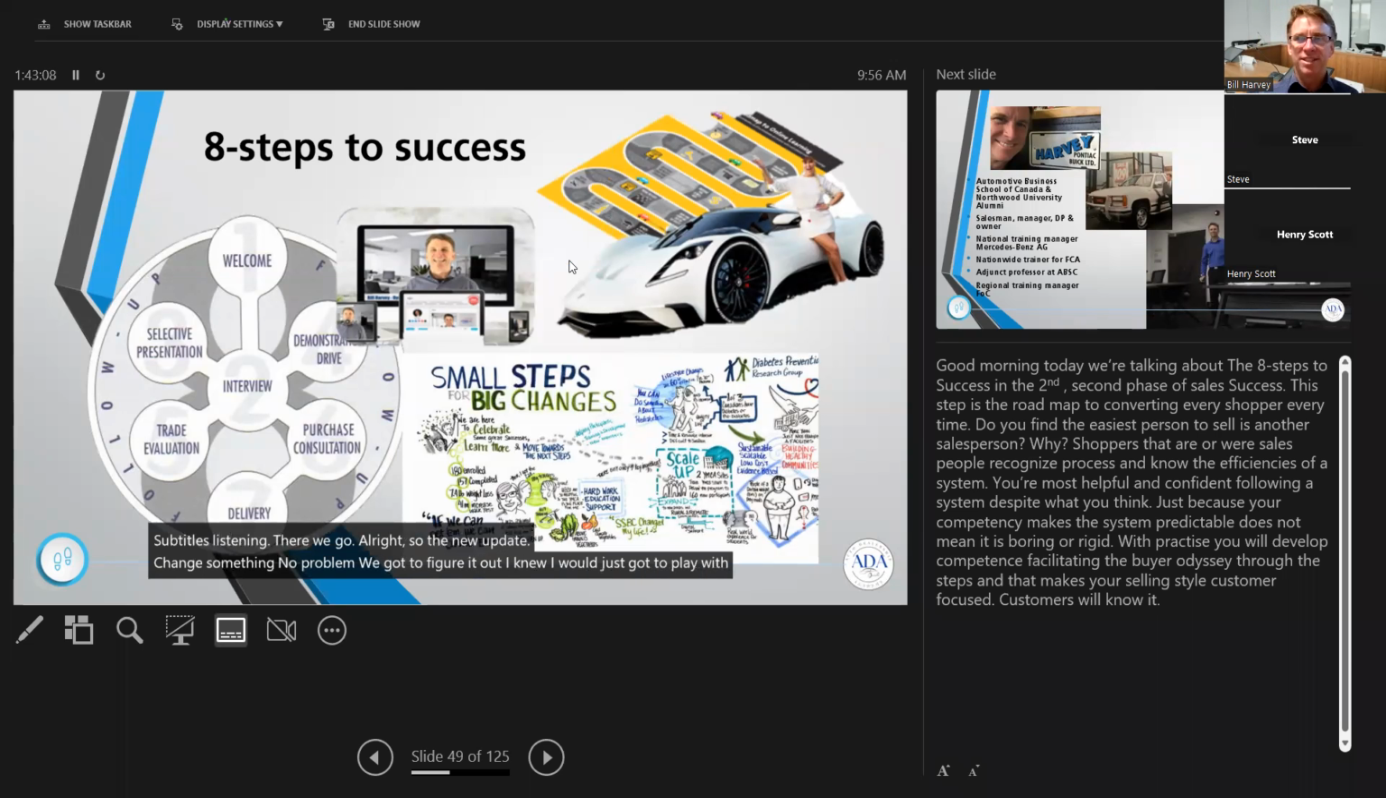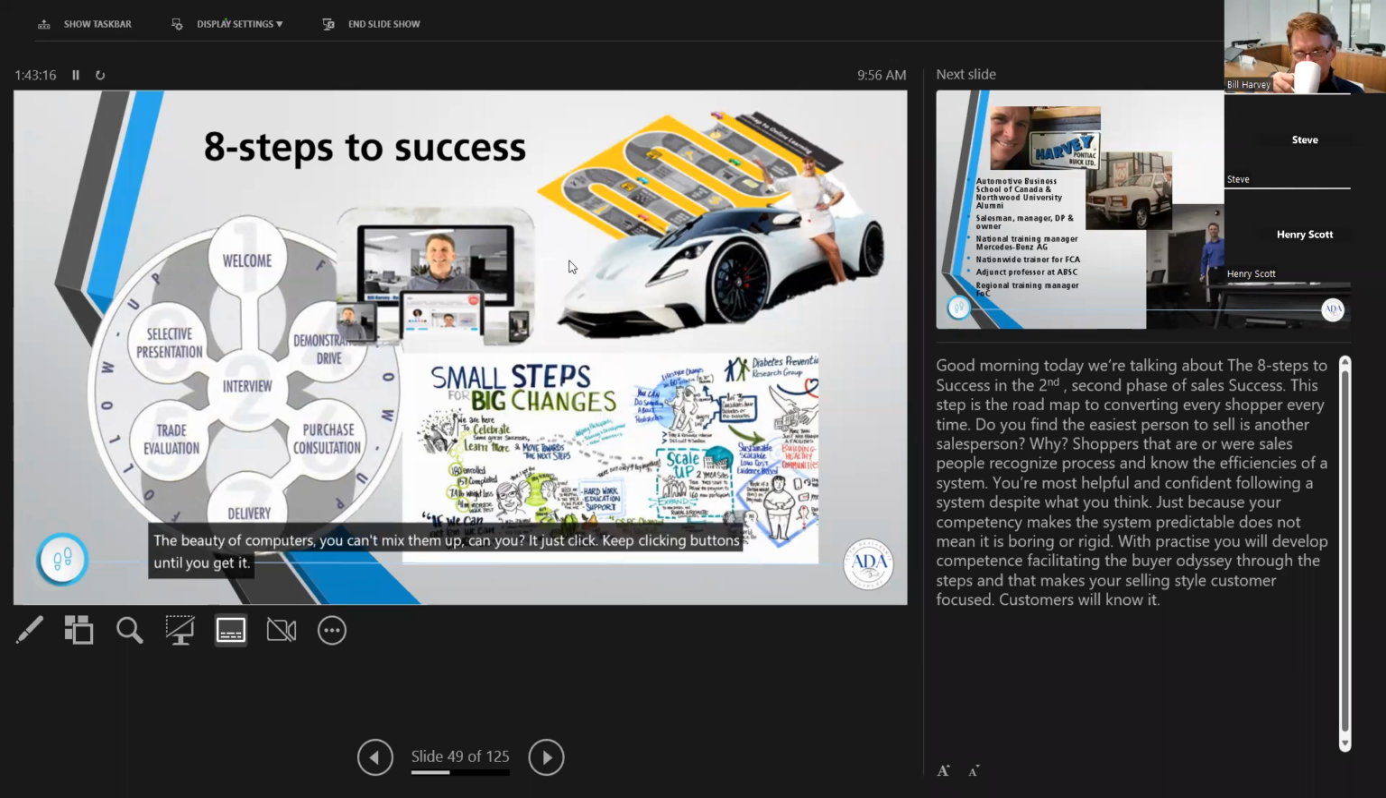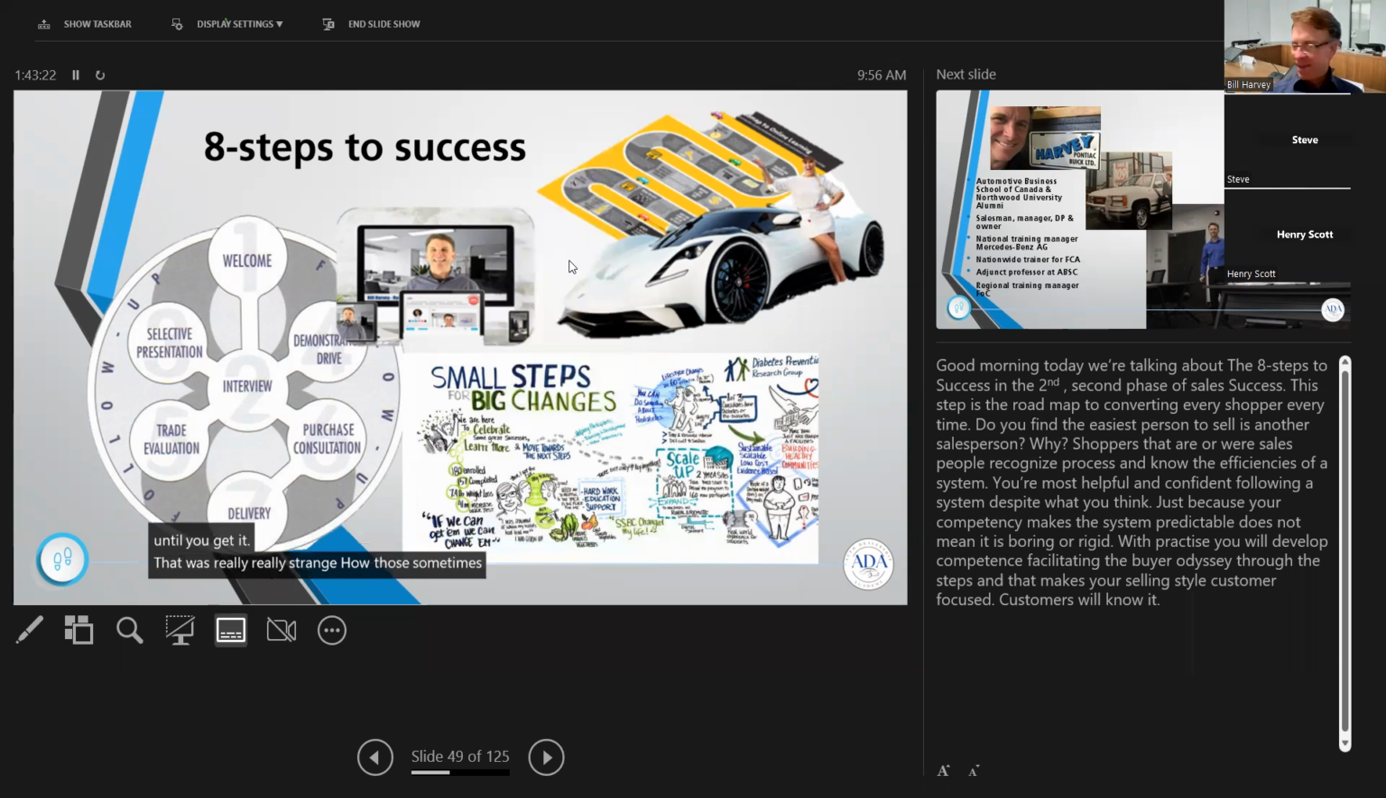The beauty of computers, you can't mix them up, can you? You just keep clicking buttons until you get it. Yeah, that was really, really strange how those subtitles wouldn't show up.